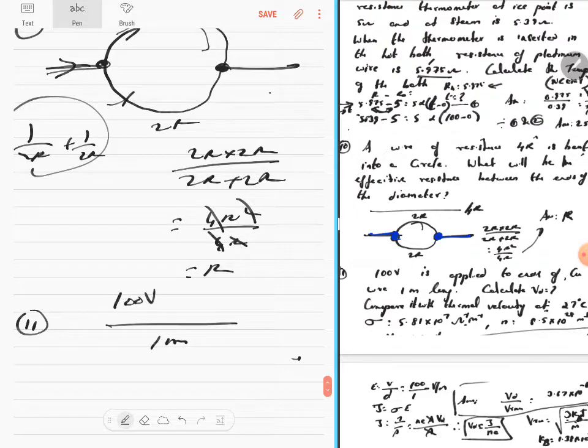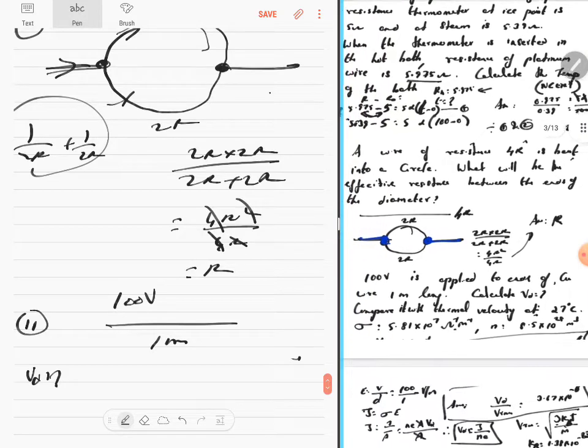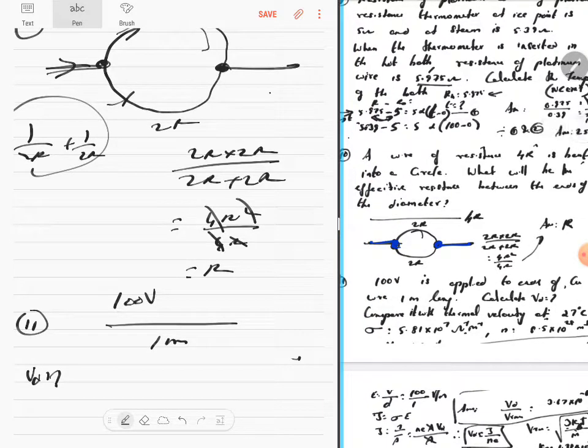If you know the resistance, you can find the current. Correct? I hope we know the resistance. Let's see. Calculate the drift velocity, that is what they are asking. Compare its thermal velocity at 27 degrees Celsius. They have given the conductivity itself, 5.81 into 10 to the power 7.